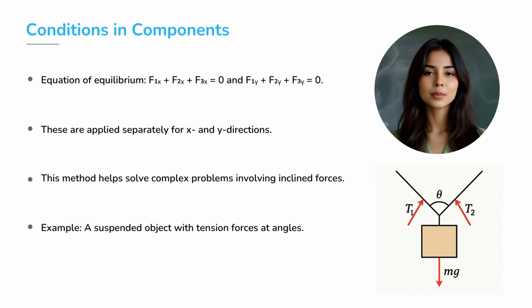Let's express it step by step. If three forces act on a particle, let's call them F1, F2, and F3. Then the condition of equilibrium is F1 plus F2 plus F3 equals 0. In component form, the condition becomes the sum of the x components of the three forces equals 0, and the sum of the y components of the three forces also equals 0. In simple words, balance along the horizontal direction and balance along the vertical direction both must hold simultaneously.